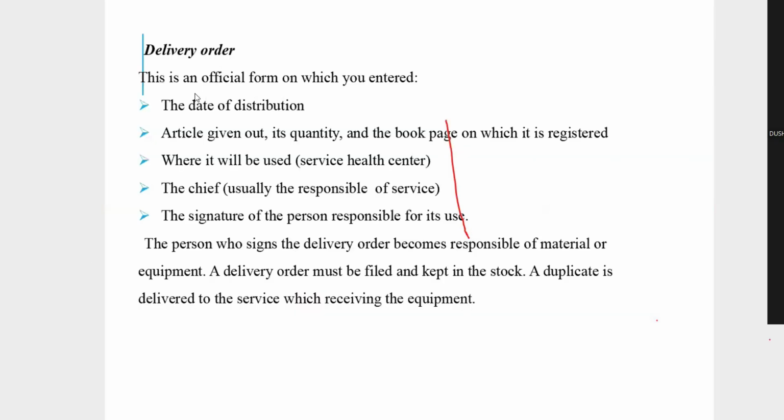The delivery order is an official form on which you enter the data of distribution: article given out, quantity, book page registered, and where it will be used, the service center or any department. The chief is usually responsible for the service, and the person responsible for its use signs the delivery and becomes responsible for those materials.